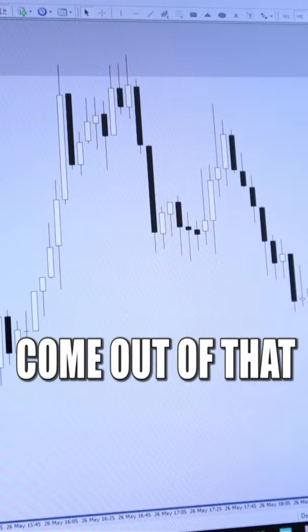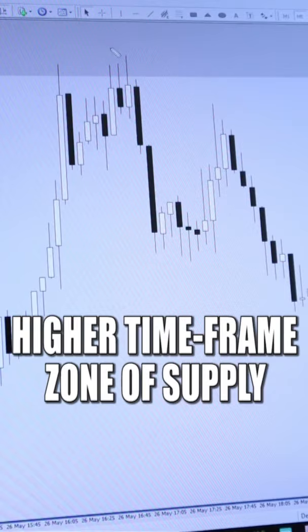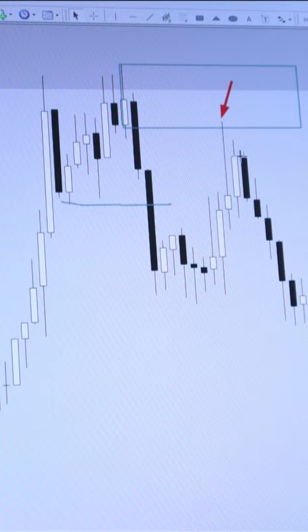We look for the market to come out of that higher time frame zone of supply to break some market structure, leaving behind this fresh area of supply where we see the market pulls back into for optimal entry to catch the trade to the downside.